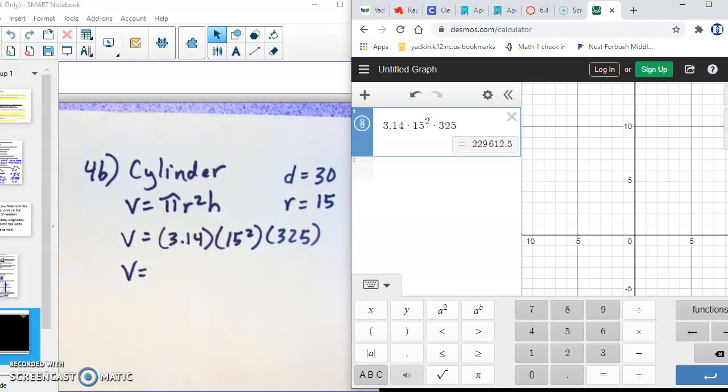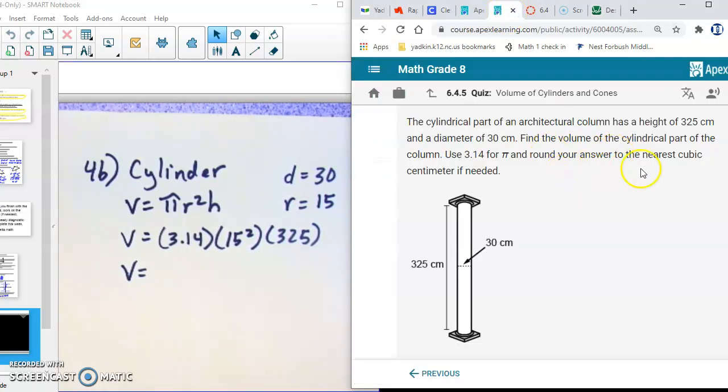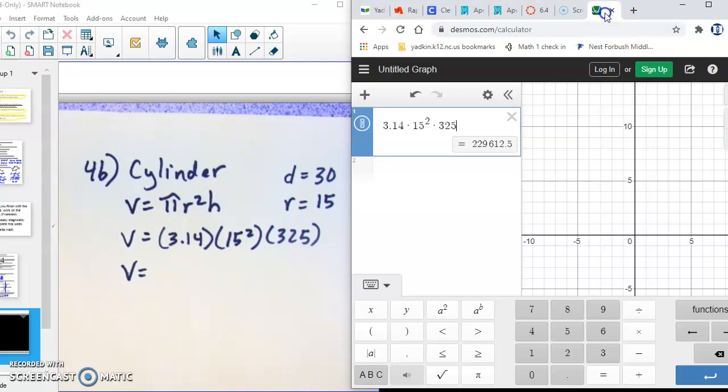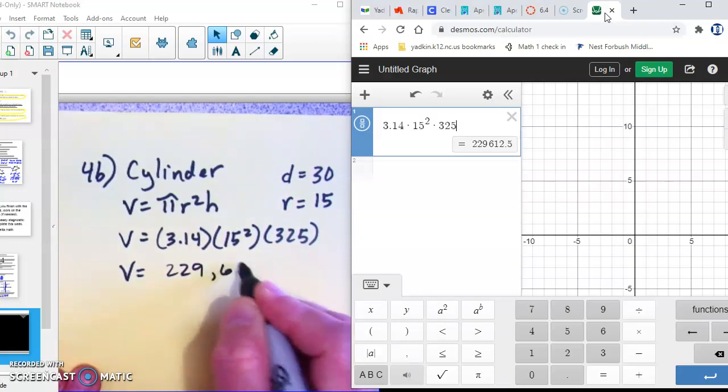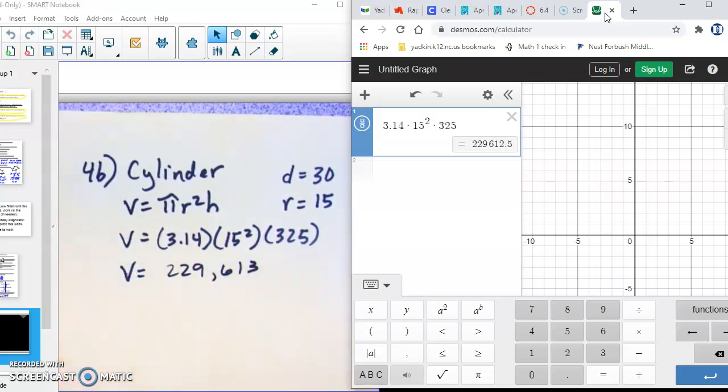229,612.5. Let's look back and see if it tells, round your answer to the nearest cubic centimeter, so the nearest whole number, which is just going to be 229,613. Because this 5 right here makes the 2 move up to a 3. Okay, we got one more, 5b.